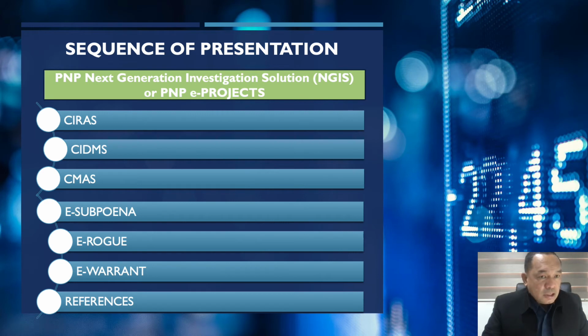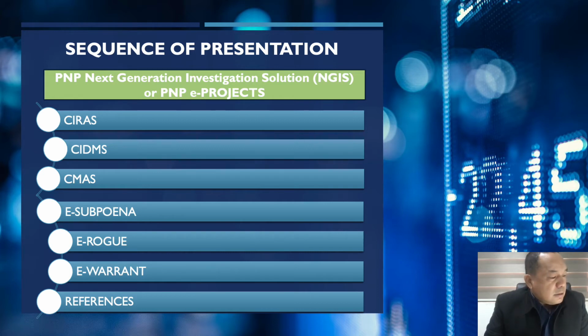Shown on the screen is the sequence of my presentation relative to the PNP Next Generation Investigation Solution or PNP projects. The first item is the Crime Information Reporting Analysis System, otherwise known as CIRAS. The next is the Crime Information Database Management System or CIDMS. Another is the Case Management and Analysis System or CMAS.